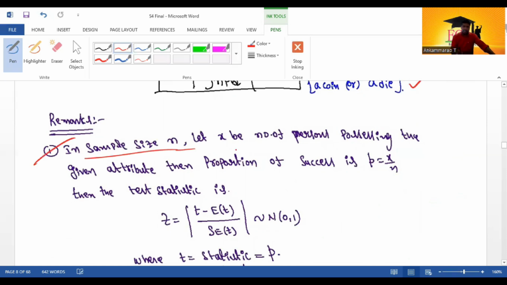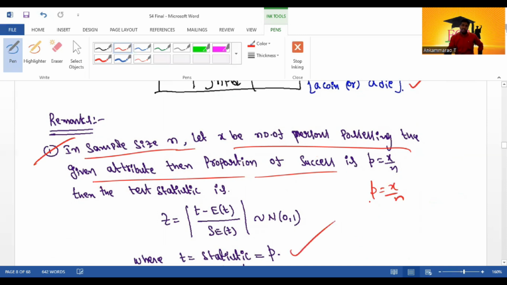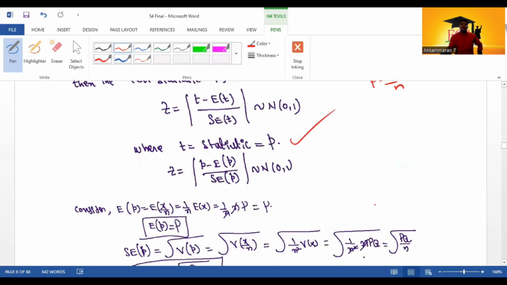In sample size n, let x be the number of persons possessing the given attribute. The proportion of success, small p, equal to x by n. Here, taking the statistic p equal to x by n, what is the result? The Z equal to p minus expectation of p by standard error of p. Expectation of p equal to expectation of x by n.